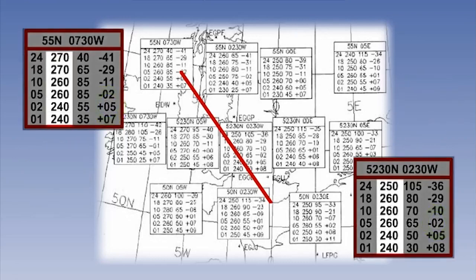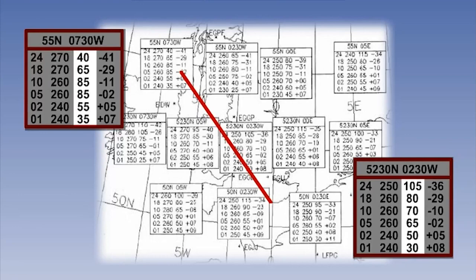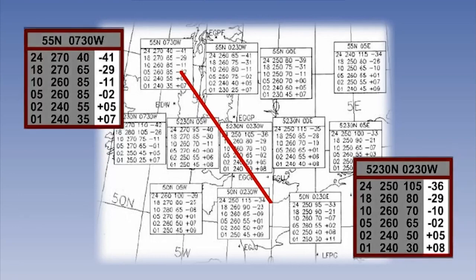Wind direction will be given in tens of degrees. Occasionally, the abbreviation VRB will be used to denote a variable wind direction. Speed will be in 5-knot increments, and temperature to the nearest whole degree Celsius.